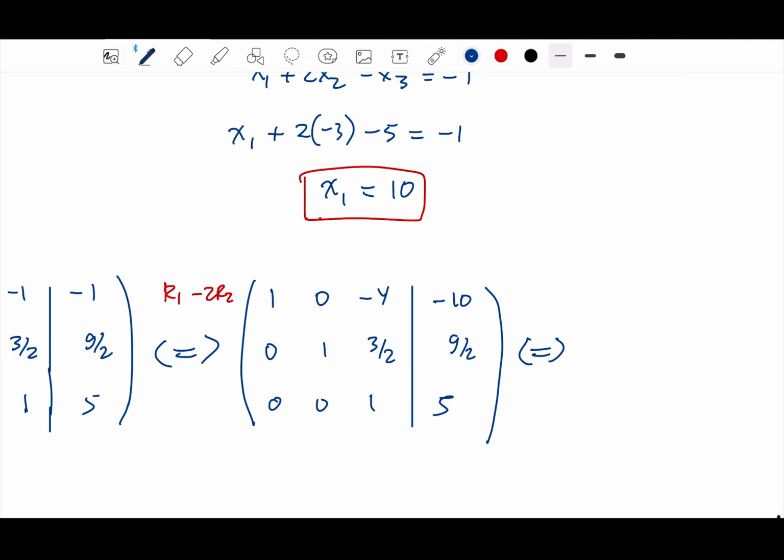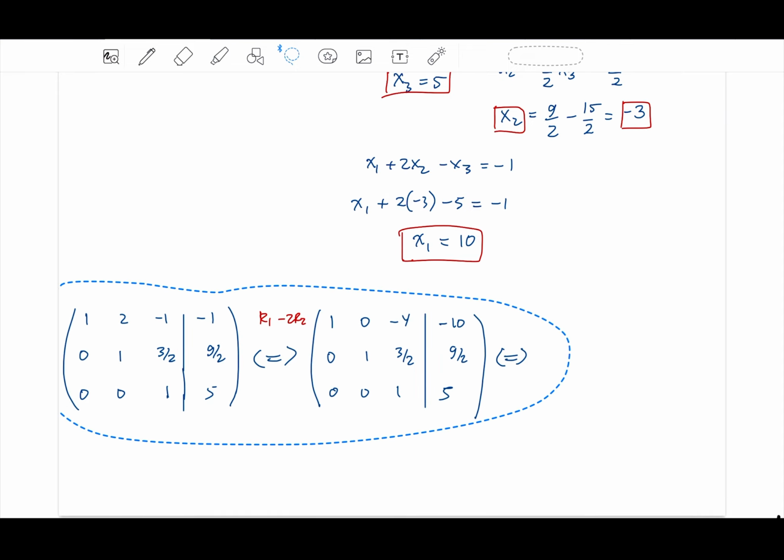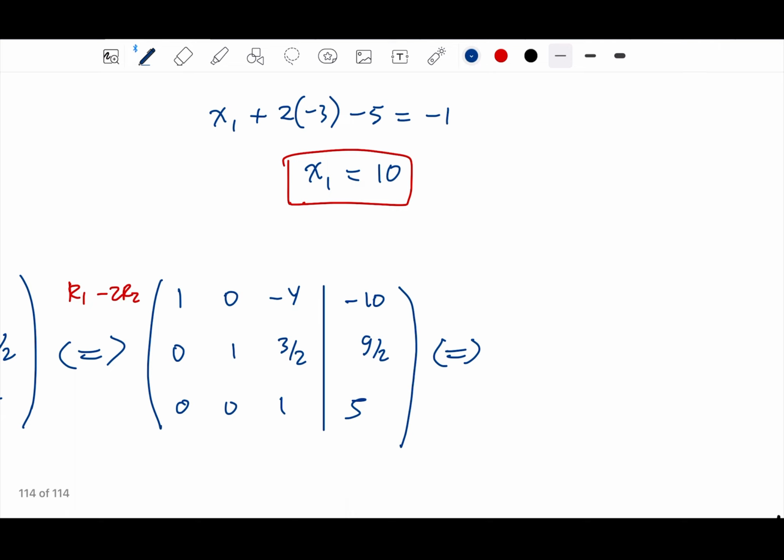And then one more time. And then we could take this R1 minus 4R3. So 1 is still 1, 0, negative 4, minus 4. So it should be minus 4, minus 4. It's 0, right?